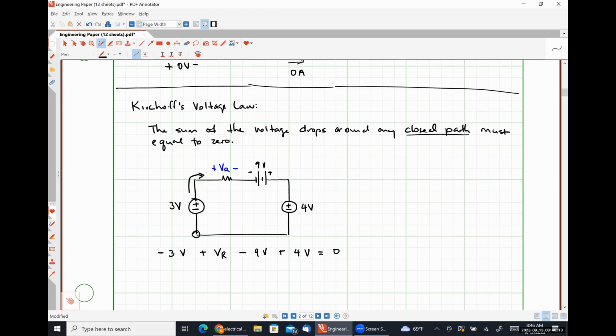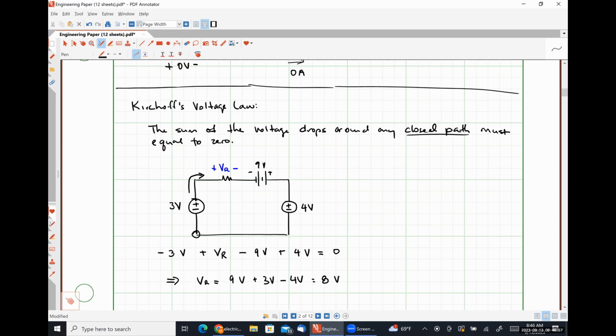So I set this equal to 0, and then I'm just going to rearrange and solve for VR. VR is going to stay on the left-hand side of the equal sign. I'm going to move that 9 volts over. I'm going to move the 3. And so 9 plus 3 minus 4 is 8 if my mental math is correct. So the voltage drop across that unknown resistor with positive polarity on the left is 8 volts. That is how we're going to apply Kirchhoff's voltage law in this class.